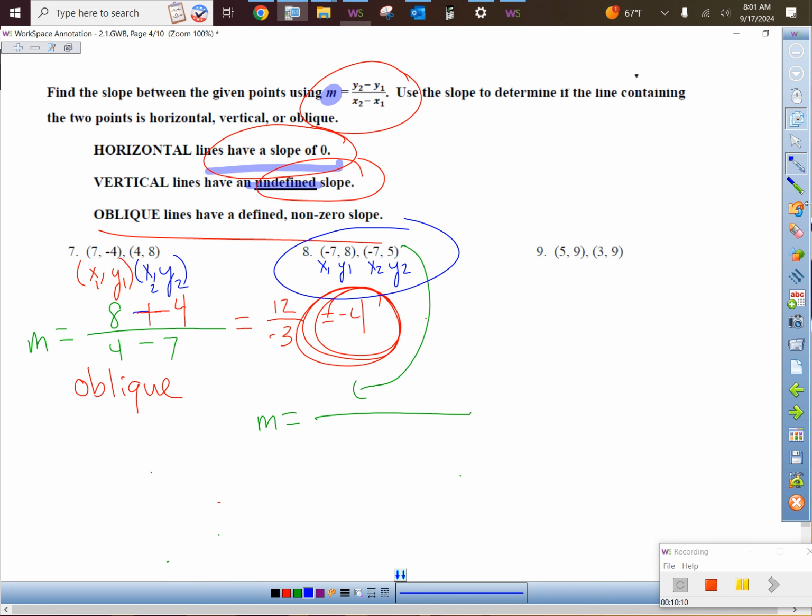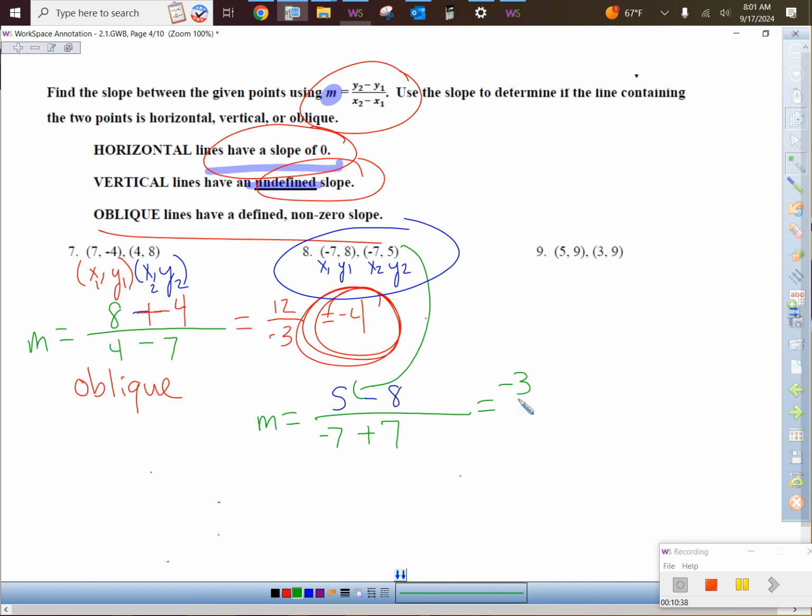Who's on top? X's or Y's? That's the big thing that people mess up. Are the X's on top or the Y's on top? Y's are on top. So I'm going to do y2 of 5 minus y1 of 8 over x2, negative 7, minus a minus 7. What's minus a minus become? Plus. Be cool with my setup.